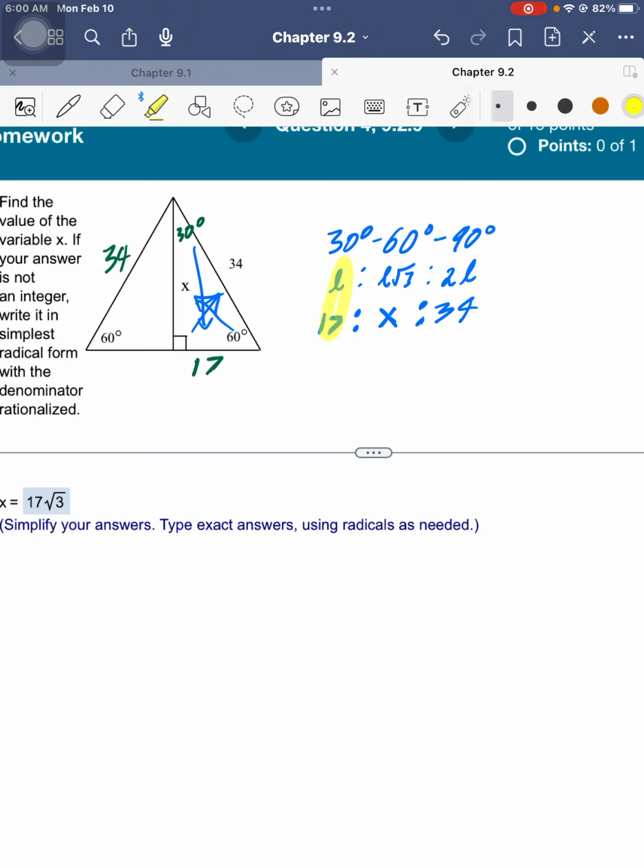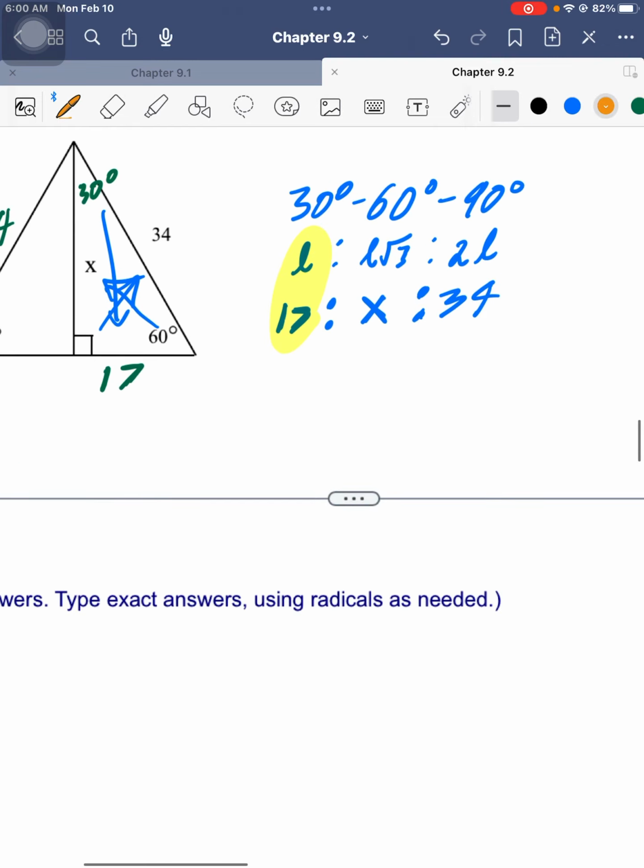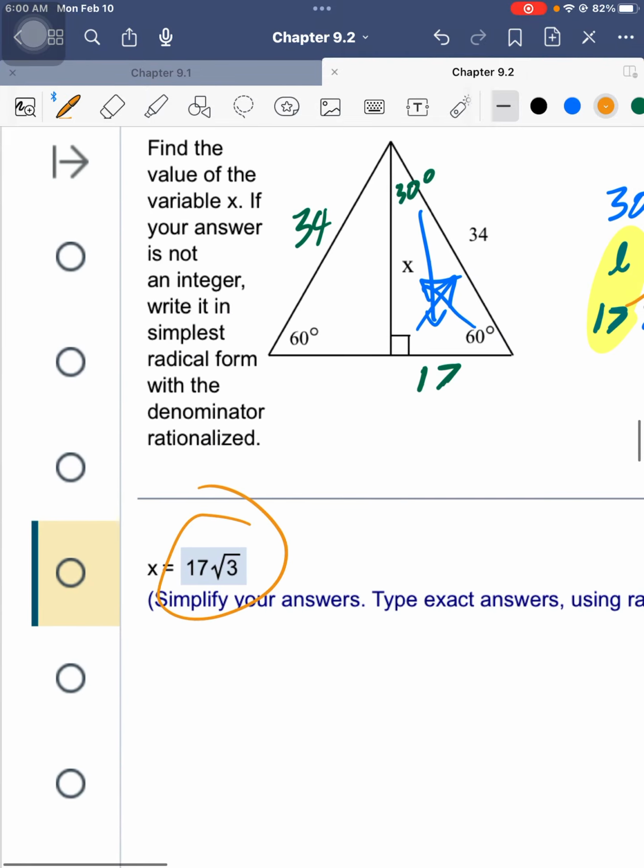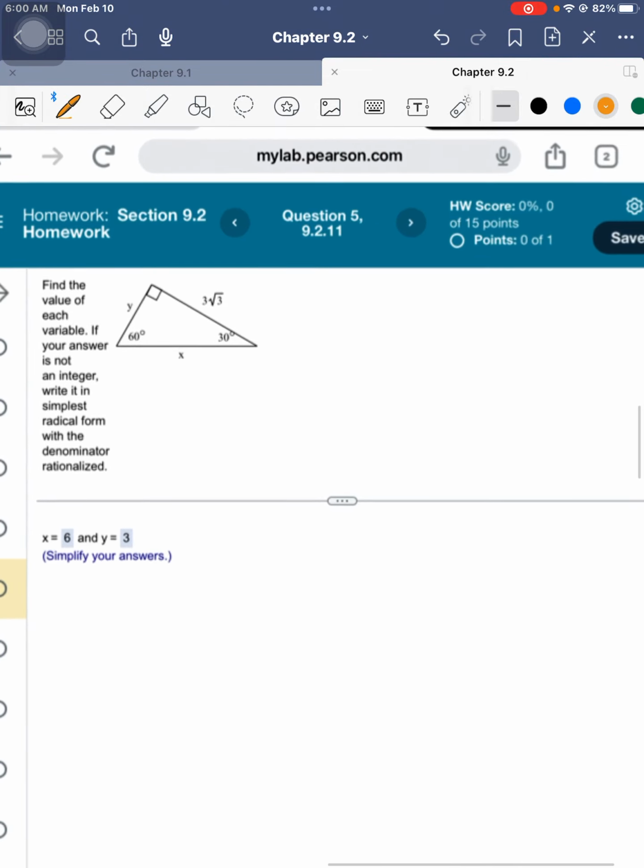Okay, so I could actually set this one and this one equal to each other, but why would I do that? Make my life more complicated. I'm just going to do this one. So that means if L is 17, then wouldn't this just be 17 square root of 3? And it is. Okay?